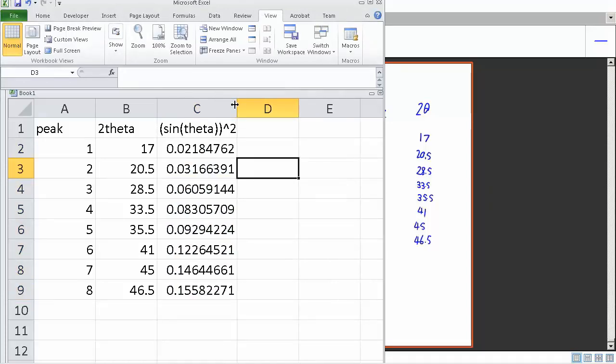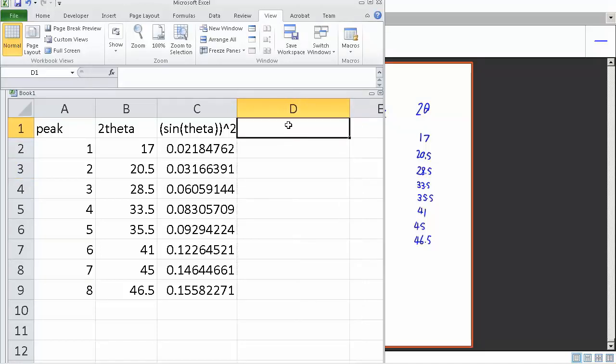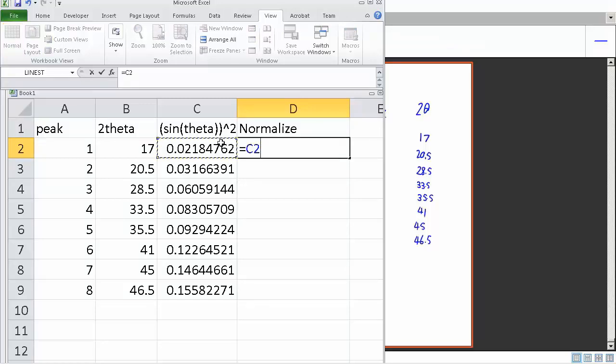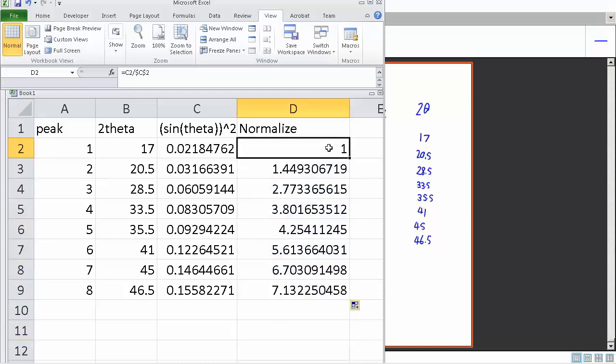Now I'm going to normalize these results in order to convert them into integers, and I'm going to use the sequence of integers to identify the crystal. My first attempt is to divide all of these numbers by the lowest of the series, which is the first one. And to do that easily, I'm going to use absolute cell reference. So as expected, this has an integer value of 1. I'm going to copy down. Let's have a look at the results.